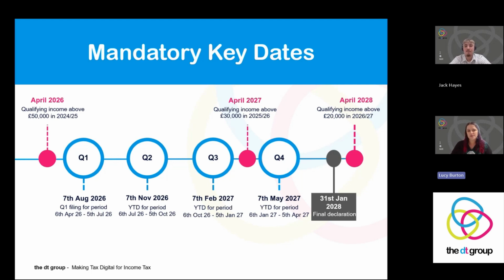And then in April 2027, if you're qualifying income in 25-26, so the return that we'll be doing this year, if you have qualifying income above 30,000, you will have to be making tax digital from April 2027. And at the moment, they are suggesting that if you have qualifying income above 20,000, you will need to then apply for Making Tax Digital as of April 2028. Now, because that is a few years yet, that could still change. The qualifying income value might go up, might go down. We're not quite sure at the moment, but this is the guidance we have right now. And then again, what you'll have to do is have your final declaration at the end, which is the 31st of January 2028.